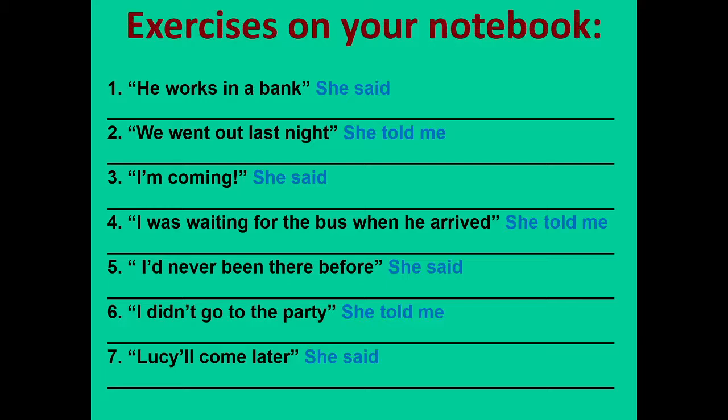And to finish this part, we have exercises. Exercises in your notebook. We have in this case 7 sentences. Now, what are you going to do? The same. You have to put them into reported speech. So you have to be careful about what is the correct tense. For example, we have present simple, past simple, present continuous, past continuous, would in this case, past simple, and will. And you have to change them into the correct tense.